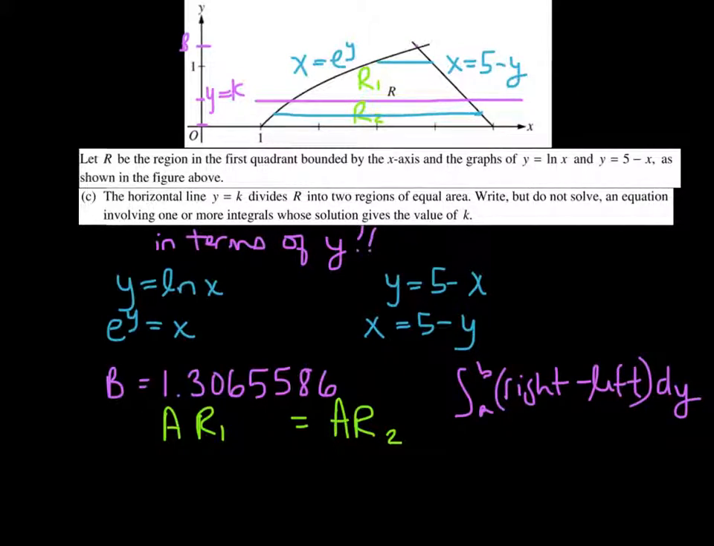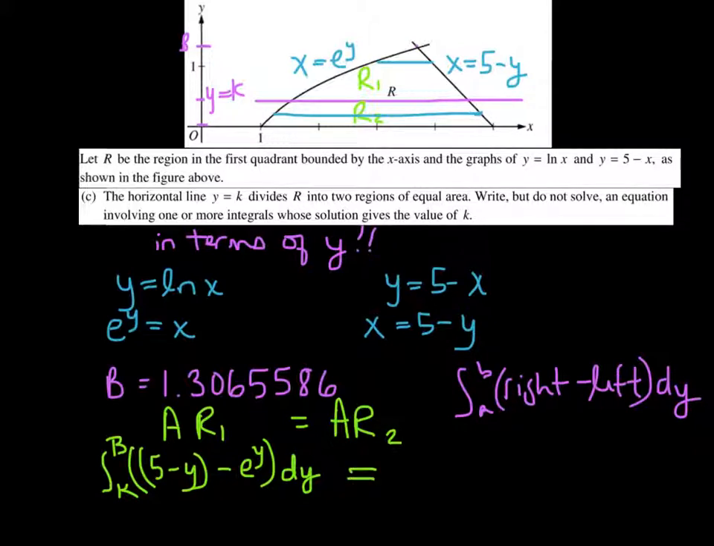That's what I need to concentrate on for both region 1 and region 2. Region 1 is labeled as the upper region, and that would go from k to B of right minus left. My right-hand curve is 5 minus y, minus my left-hand curve, which is e to the y. And that whole thing is dy. So that's the area of region 1.